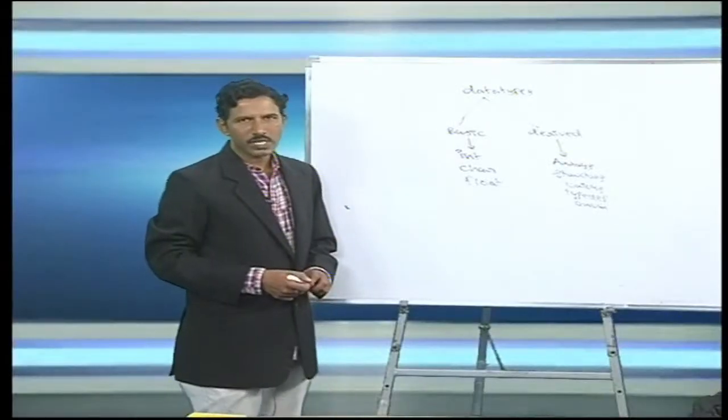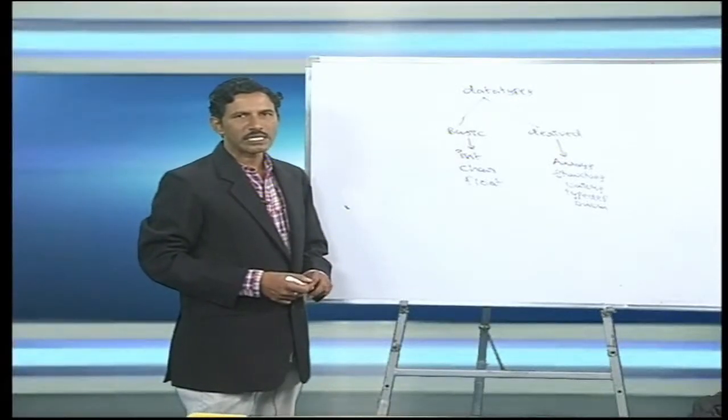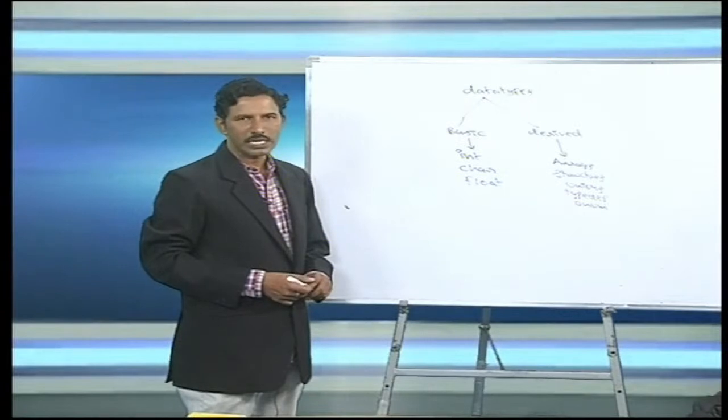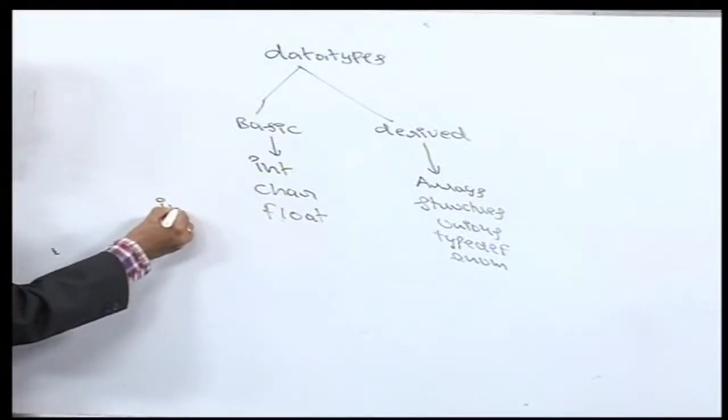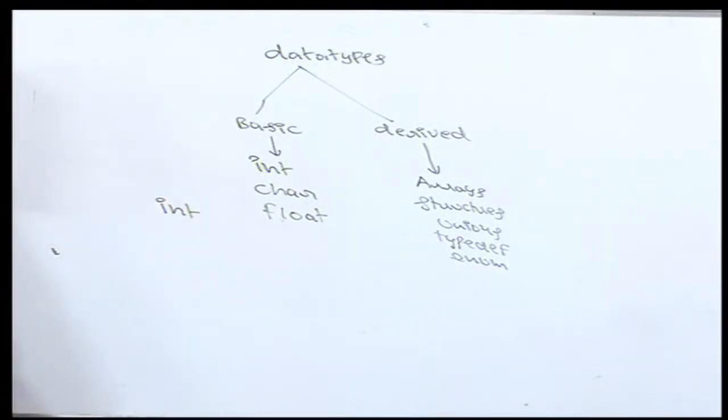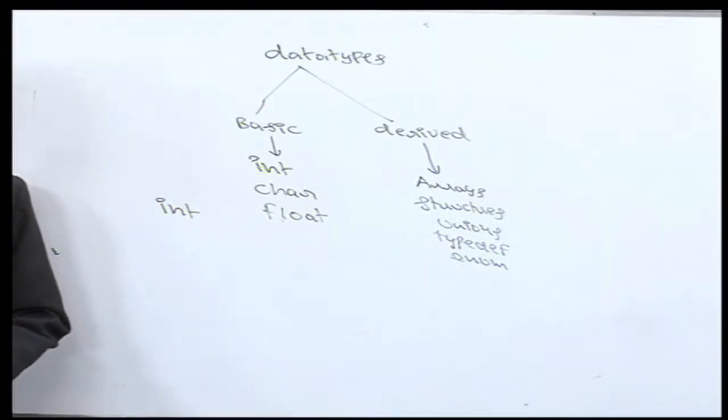Now, see, first I want to start with the integer data type. How to use the integer data type? Now, listen, what is meant by integer data type? It is allowed only for numbers. Every integer is allowed only for numbers. It does not allow characters. It does not allow decimals. It does not allow symbols. Integer is completely a plain number.